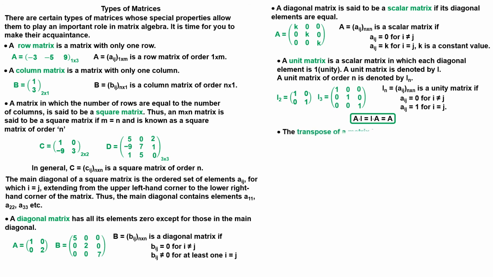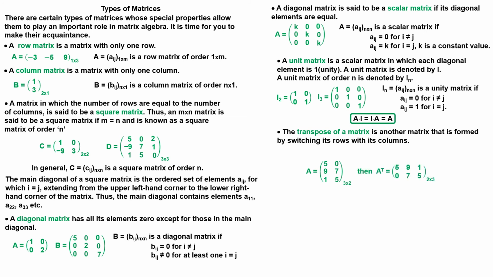The transpose of a matrix is another matrix that is formed by switching its rows with its columns. Look at the example. The symbol is a T placed above and to the right. In general, we write the transpose of a matrix as follows.